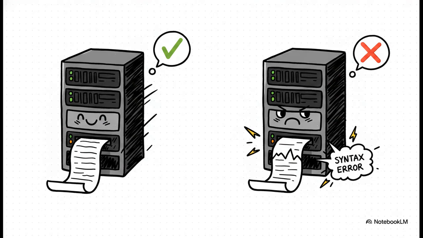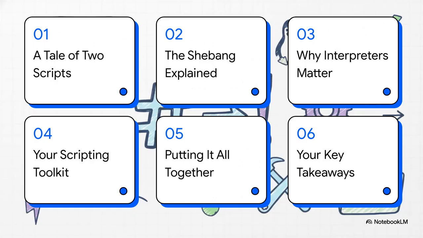Check this out. On server A, our script runs no problem at all. On server B, the exact same file fails with a weird syntax error. What is going on? This is one of those classic hair-pulling mysteries in the world of DevOps and sysadmin work. So, how are we going to solve this thing?